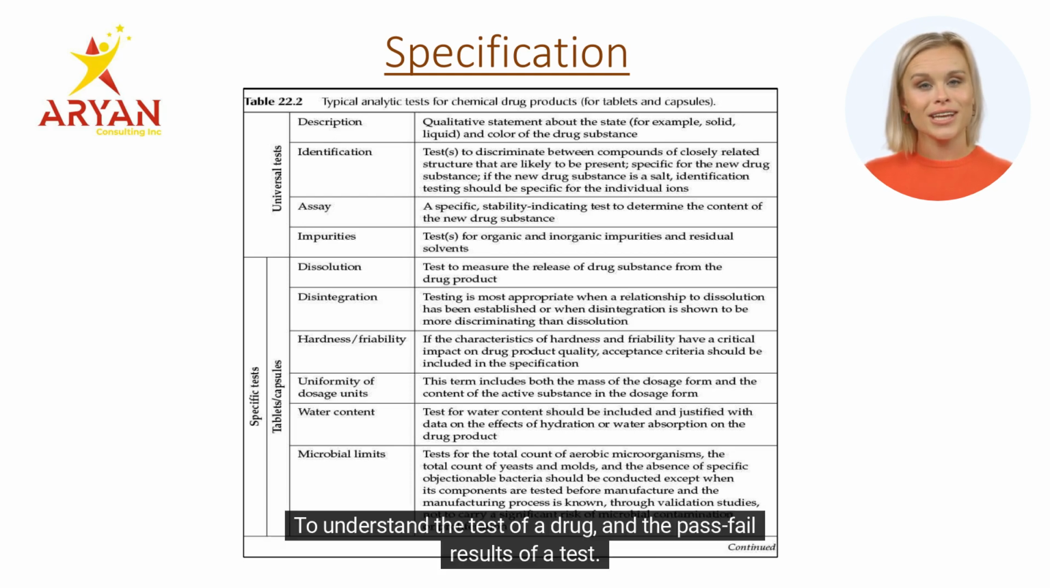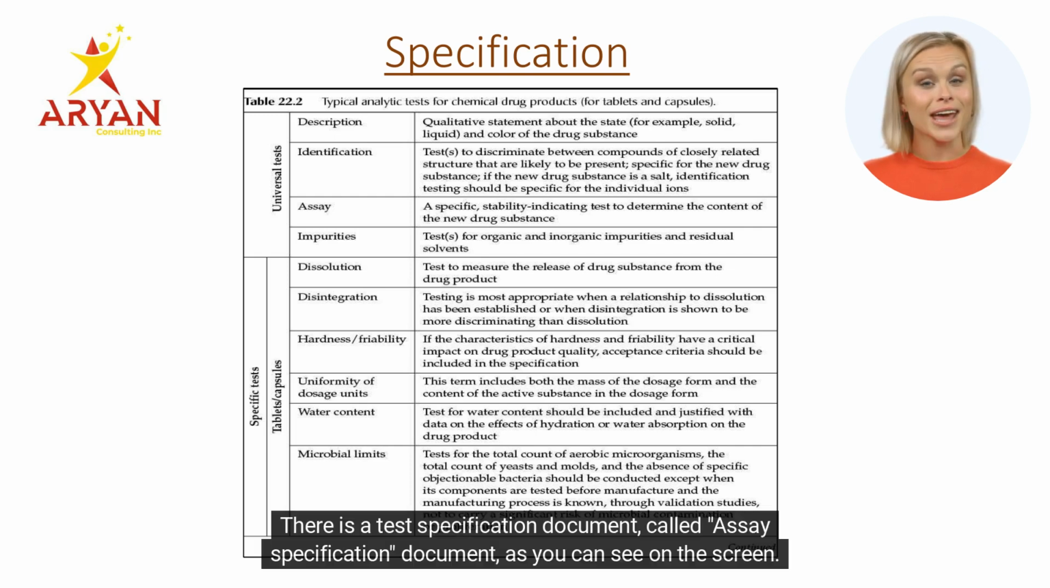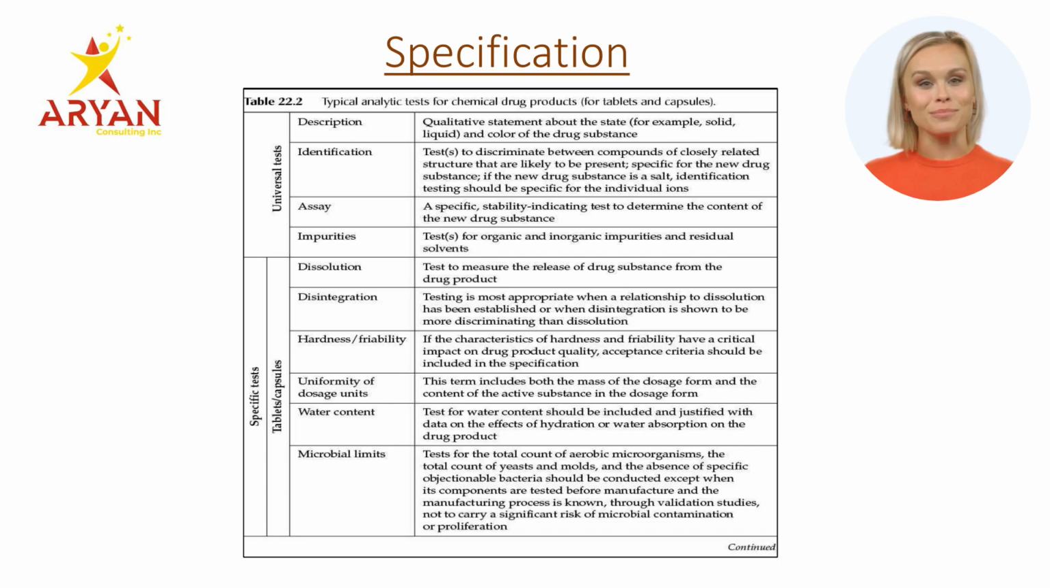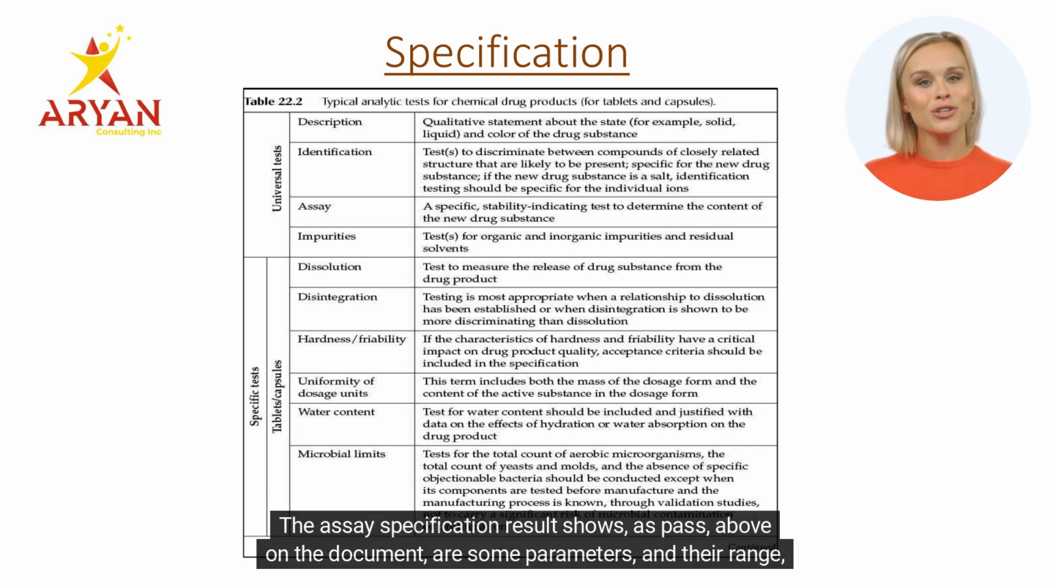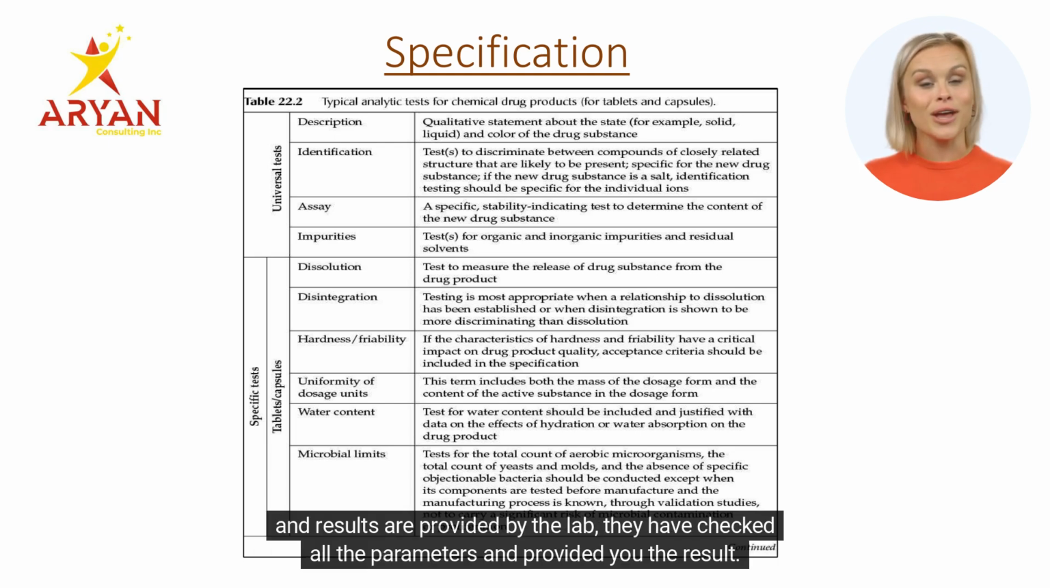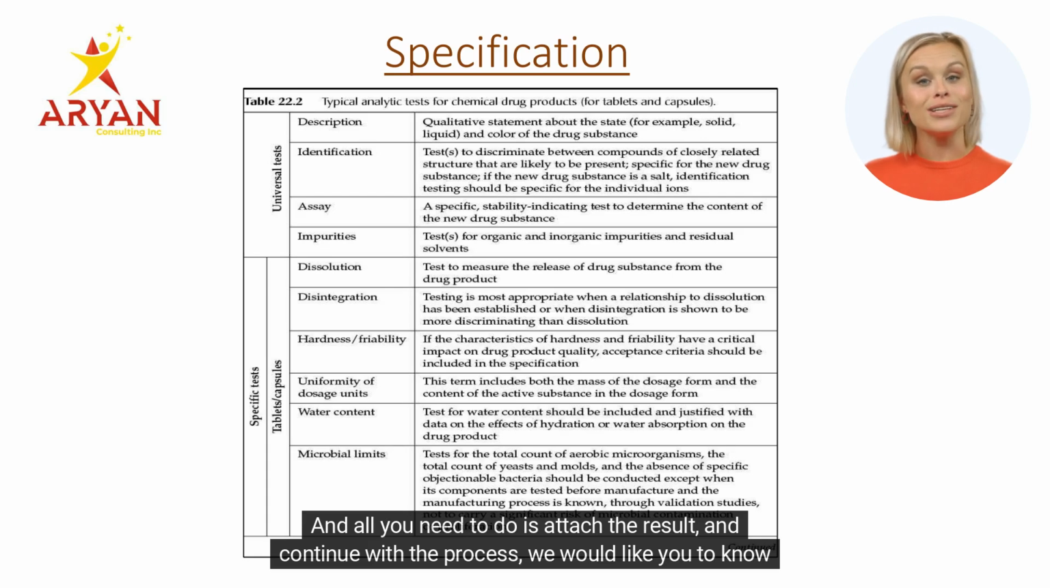To understand the test of a drug and the pass-fail results of a test, there is a test specification document called the assay specification document, as you can see on the screen. The assay specification result shows as pass. Above on the document are some parameters and their range, and results are provided by the lab. They have checked all the parameters and provided you the result. All you need to do is attach the result and continue with the process.